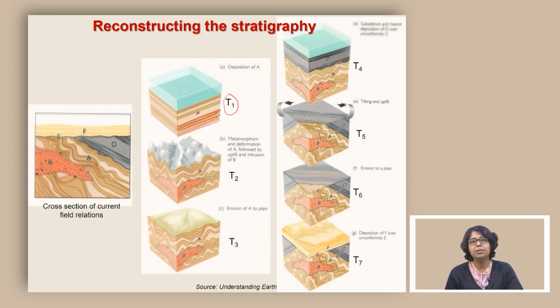Once it happens, these sedimentary beds or layers can go through different kinds of geologic processes. One such process could be metamorphism and deformation. So, this entire part of the rock can be complexly deformed, maybe by compression. It can also have intrusion of igneous activity, which is marked by B.